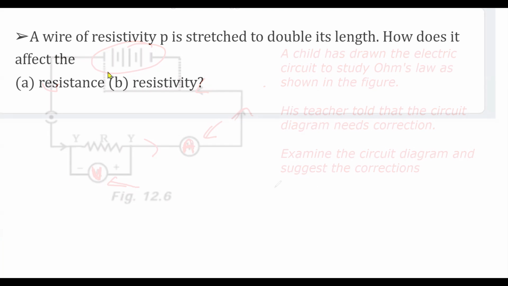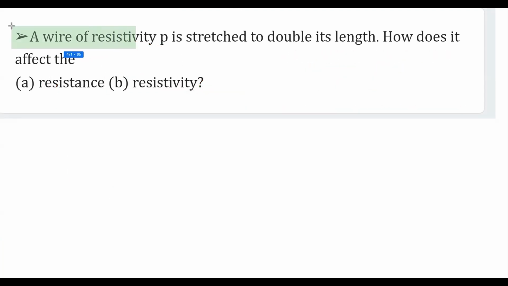Let's move to the next question. In the next question, it says a wire of resistivity rho, right? This is not P, this is rho, is stretched to double its length, and how does it affect the resistance and the resistivity? Now, for that, you have to recall the relation here, that R is directly proportional to length and inversely proportional to the cross-section area, or area of cross section.